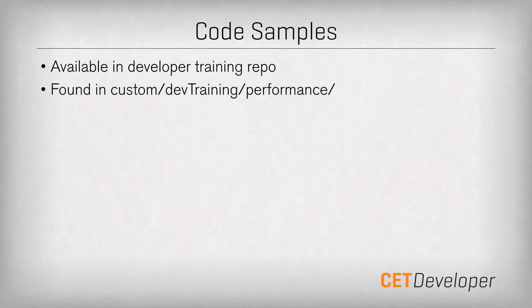Okay, so the code samples. All of the code samples that you've seen on screen, as well as a couple that I didn't put on screen, are going to be available in the developer training repo. They're not in there this second. I'm probably just going to go add them right after this webinar, but you can find all of the code samples in the dev training repo under the performance package.